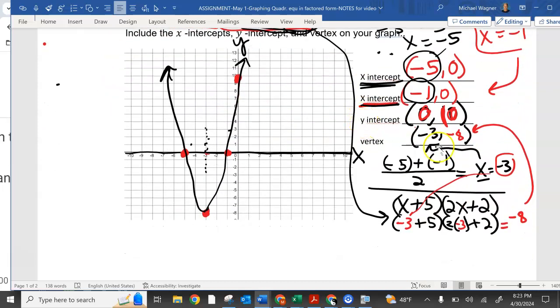And then we got the vertex. We took the first x-intercept, -5, second x-intercept, -1, these two right here, added them up, divided by 2, and that was -3. That's the vertex, so -3 right here, also the axis of symmetry. But we also need the y. So the y, we take the -3 and put it into the equation right here, and that equals -8. So that's why this is -8 right here, and that's our vertex. Okay, and then we just draw it in. So that's how you do this assignment.